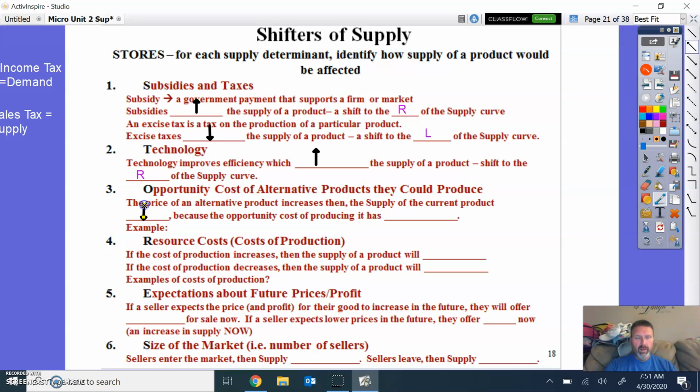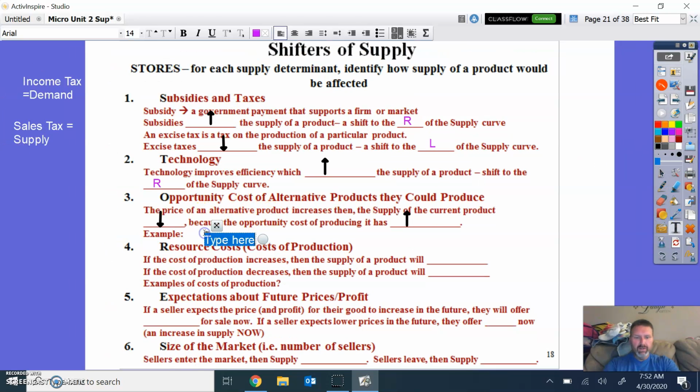Why? Remember, if you're selling ground meat and the price of tacos skyrockets, and you're a producer, you don't want to sell hamburgers, you want to sell tacos because it's a much better deal. So the supply of the current product goes down because the opportunity cost has increased, which means I'm going to lose more money than I was at that time. For instance, hamburgers, tacos, right? Okay, resource costs.